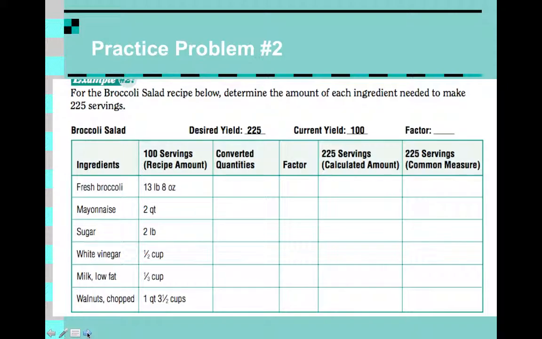All right, here's another practice problem. For the broccoli salad recipe below, determine the amount of each ingredient needed to make 225 servings. Again, we have our current yield. The recipe was designed to serve 100. We need to serve 225. So please take your time to work through this one and make sure that you can work through this as well.